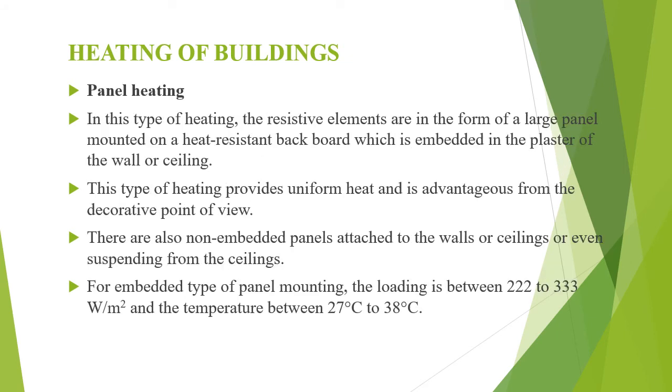Panel heating. In this type of heating, the resistive elements are in the form of a large panel mounted on a heat resistant blackboard which is embedded in the plaster of the wall or ceiling. This type of heating provides uniform heat and it is advantageous from the decorative point of view. There are also non-embedded panels attached to the walls or ceilings or even suspended from the ceilings. For embedded type of panel mounting, the loading is between 222 to 333 watt per meter square and the temperature is between 27 degrees Celsius to 38 degrees Celsius.